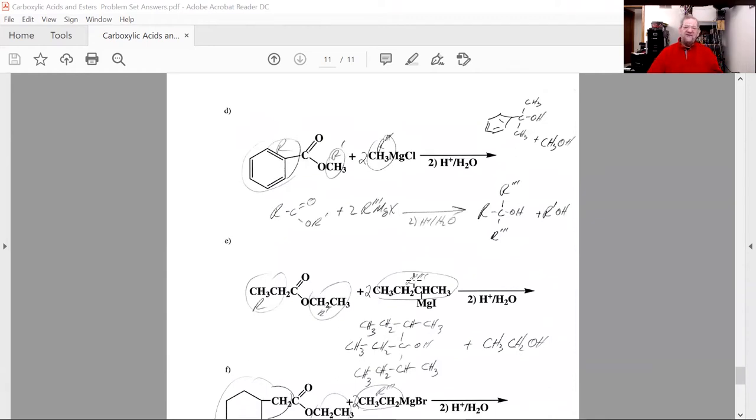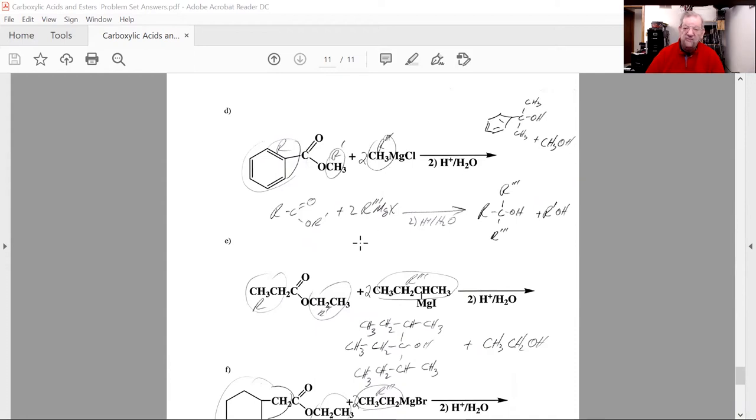Now, a fun reaction for Dr. White, and that's because Dr. White loves Grignard reagents. I forgot to put the 2 there, because if I were talking to other organic chemists, we wouldn't put the 2 there, and I forgot. Well, on a test, I won't. And what do we have here? An ester plus 2 moles of a Grignard, second step acid and water.